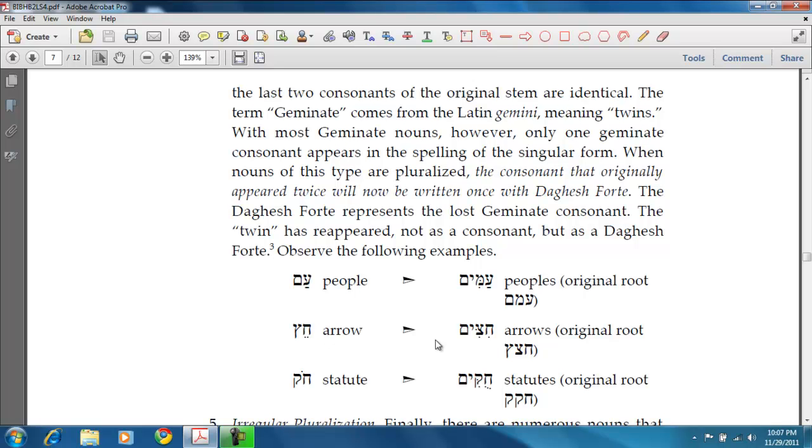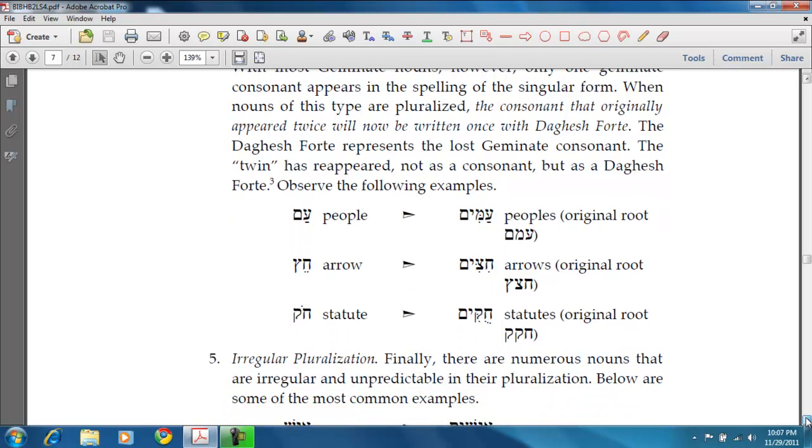Chetz for arrow is chetzim. You got that doubling of the tsade here with that dagesh forte there. Okay. Chok for statute is chukim. You got that dagesh in there because it is a geminate root.